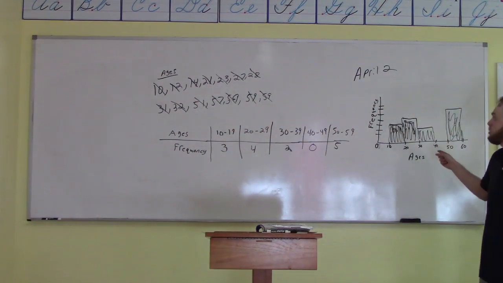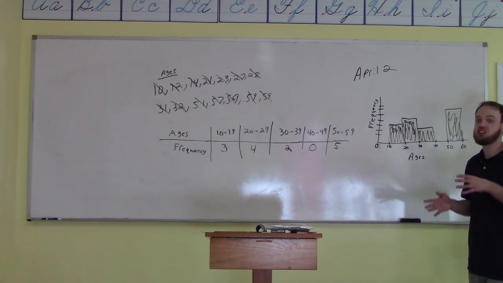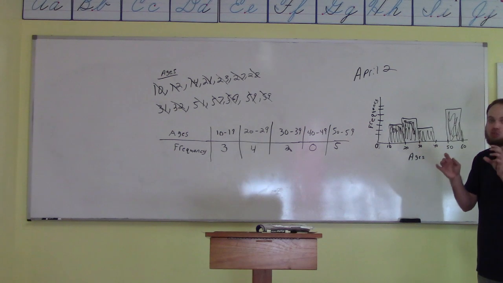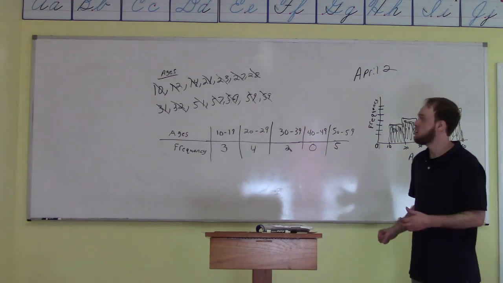For a frequency table with a histogram like this, it's not going to tell you the particulars, it's just going to tell you the frequency within a range, within a class. And so that's the only difference. And so that's how we're going to function on it.